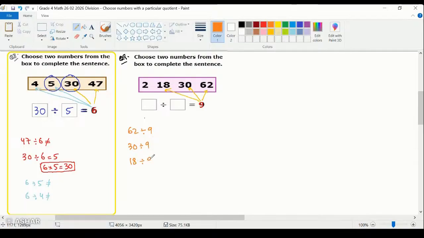So what we can write is 62 divided by 9, 30 divided by 9, and 18 divided by 9, right? So this is not a perfect whole number. But we know that 18 divided, yes, thank you, May. Thank you, Solomon.